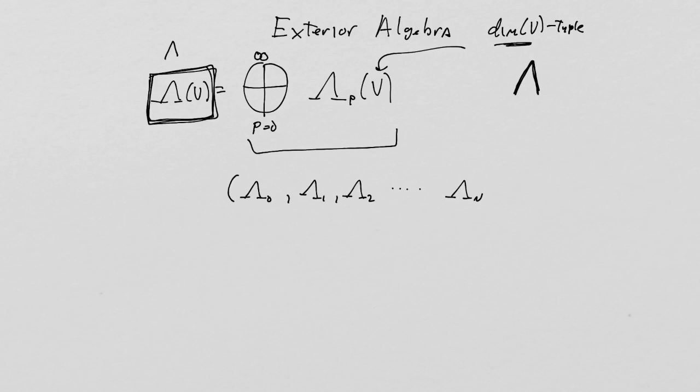And like I said, you can consider this to have n plus 1 all the way to infinity, but all of these will equal 0 because they're just unoccupied when the dimension of V equals n. So instead of pretending it's infinite, we will cut it off at n.